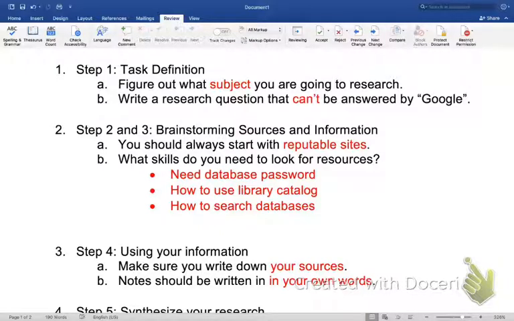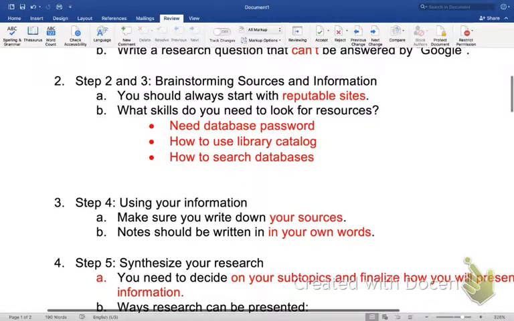What skills do you need to look for resources? You can't just go out there looking for resources without having some prior knowledge. And I look forward to working with you guys to find out how to do these things. You're going to need to know database passwords, how to use the library catalog, how to search the databases. They're not all as easy as Google. You're going to have to do some really good work for that.